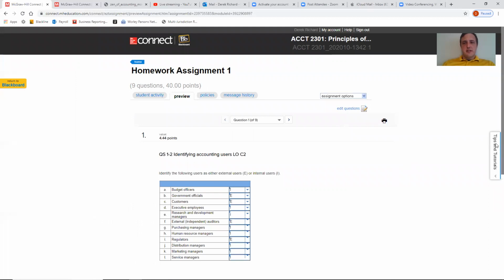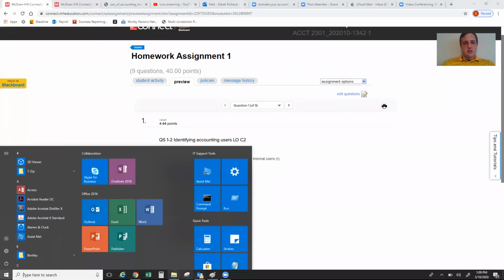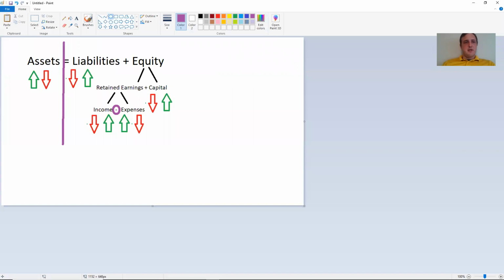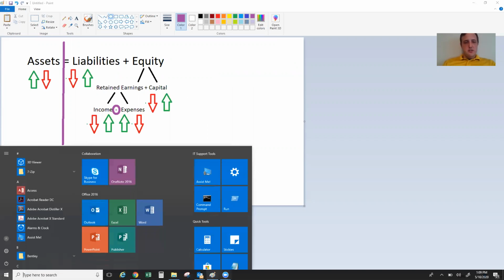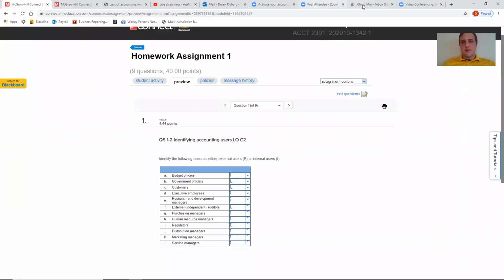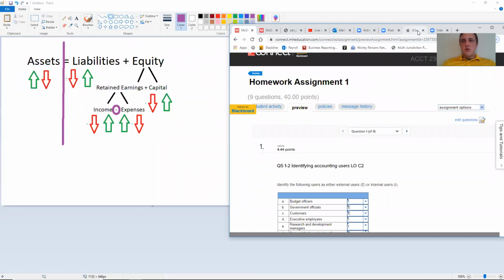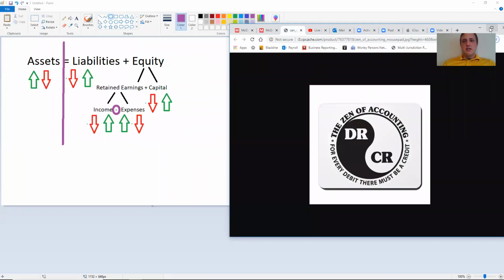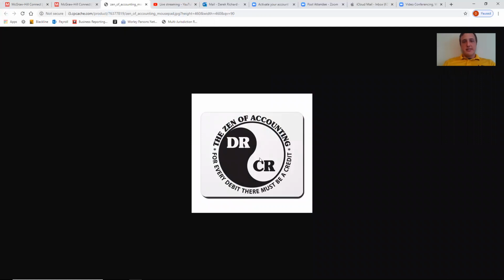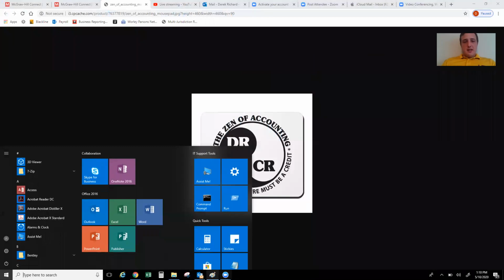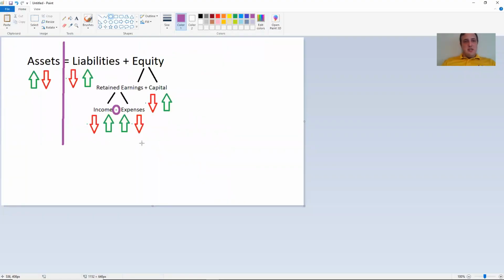Now, before we get into these questions, I did want to give a general overview about what this week is. With accounting, the reason I love accounting is because for every debit, there must be a credit. We call this the Zen of accounting. And this is really as complicated as accounting gets. Our assets equals liabilities plus owner's equity. This is known as the accounting equation.